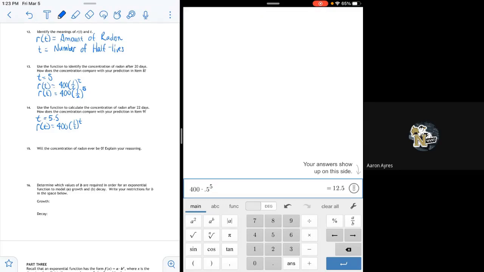Wait, which one are we supposed to be doing? Number 13, and then number 14. Okay. So we're taking our function. I just changed 1/2 to a decimal, I just made it 0.5. That's the only thing. So I have 400 times 0.5. We have 5 half-lives, that's to the 5th power, and the final answer is 12.5. Which was our prediction, right? All right. Alex, question?